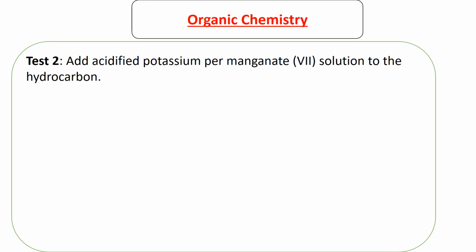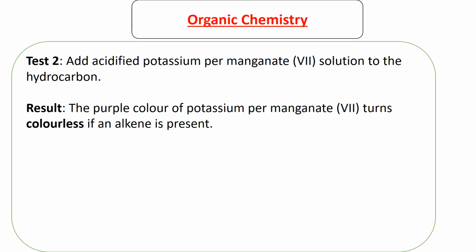The second test is you add acidified potassium permanganate 7 solution to the hydrocarbon. So when you do that, when you add acidified potassium permanganate, something is going to happen. So if the purple color of potassium permanganate turns colorless, then an alkene is present. But if it does not turn colorless, then there is no alkene, there is an alkane.